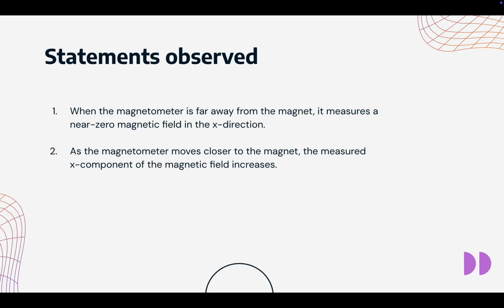Some of the observed statements were that when the magnetometer is far away from the magnet, it measures a near zero magnetic field in the x hat direction. And as the magnetometer moves closer to the magnet, the measured x component of the magnetic field increases.